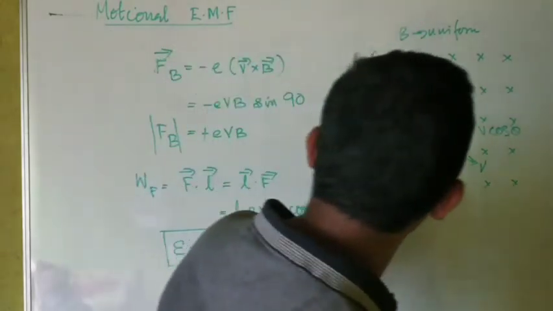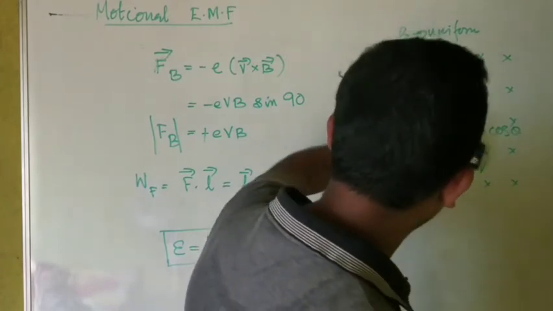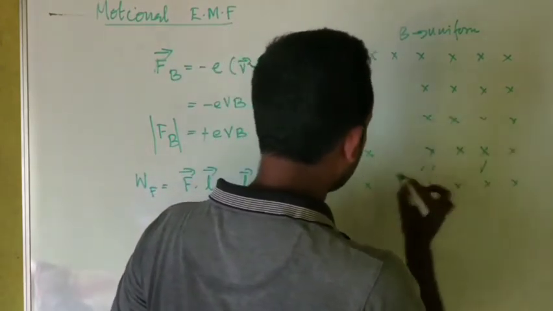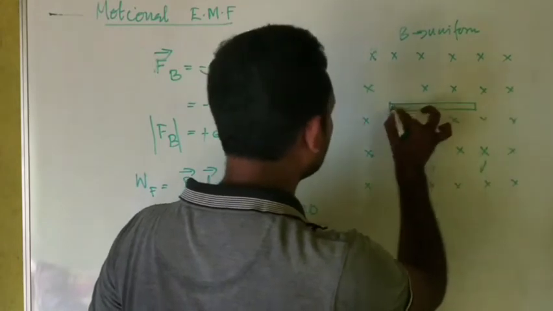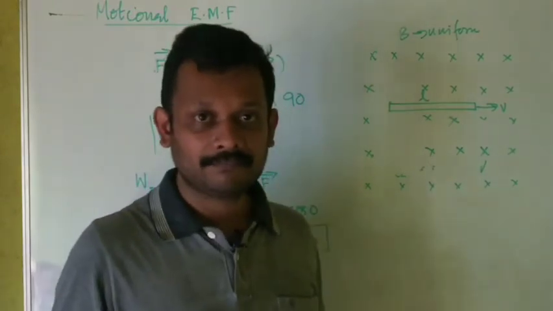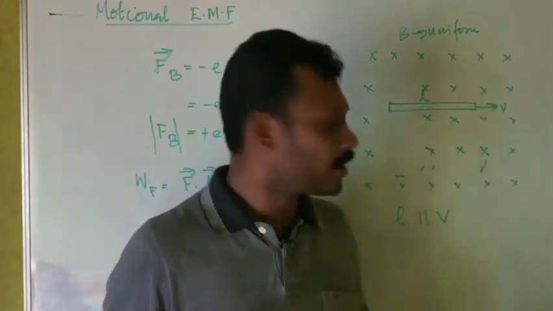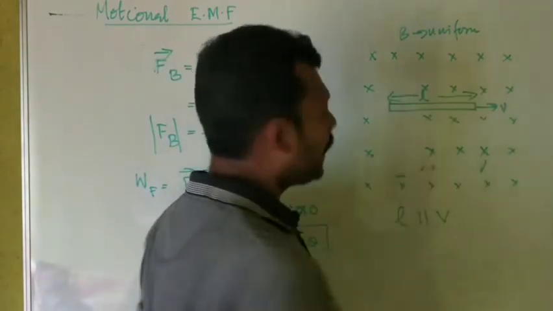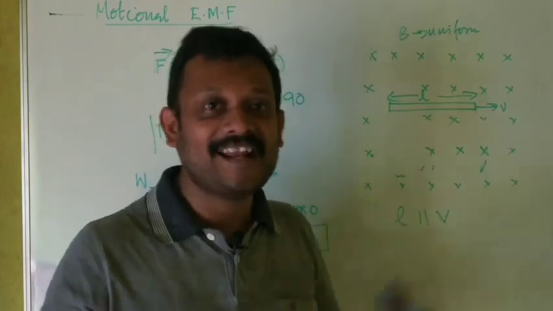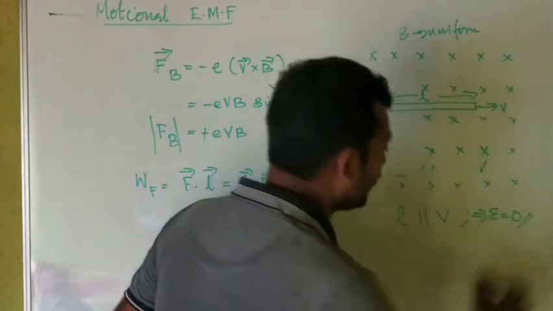Now if I ask you the next question, keeping the rod likewise, suppose the rod is kept likewise. The length is likewise. This is the velocity. The question is, what is the induced EMF? In this case, L is parallel to V, right? L and V are parallel because the length you have to take in this direction, parallel or anti-parallel, and the velocity is also in the same direction, which means the angle between L and V is zero. In this case, induced EMF is equal to zero. No EMF can be induced.